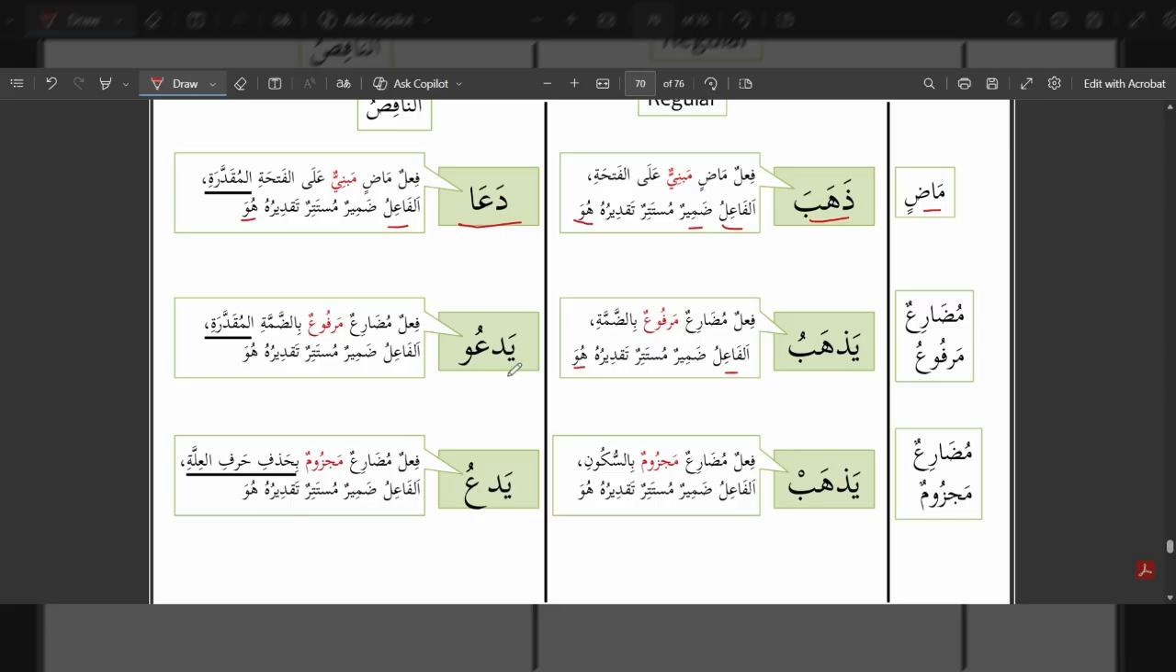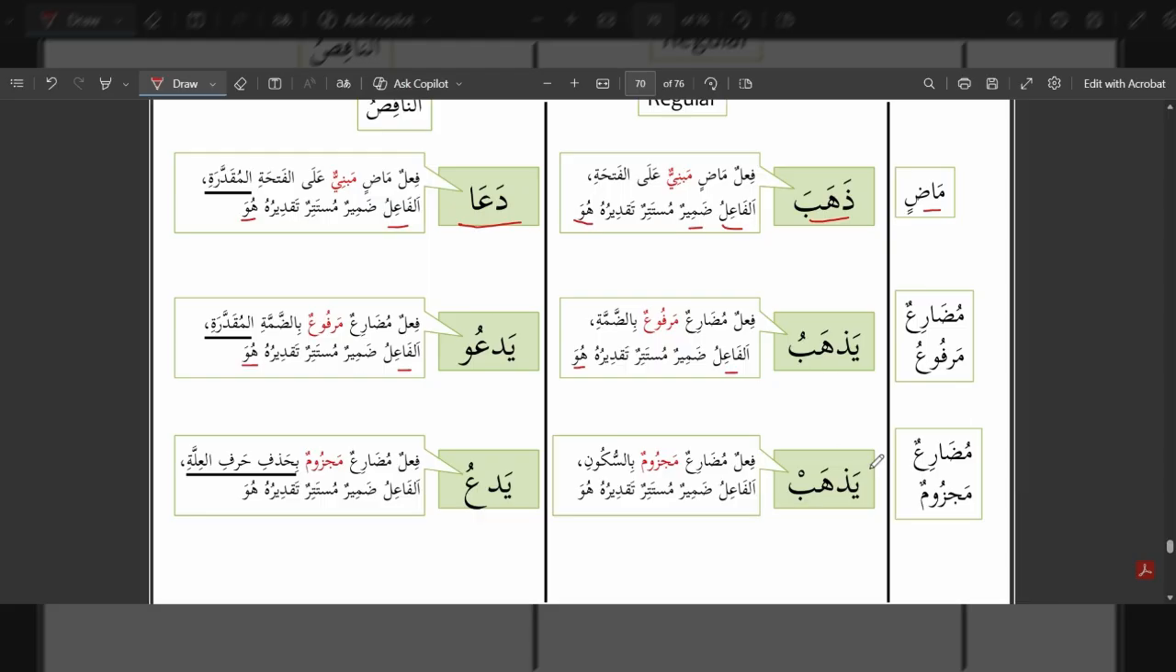Then we have yad'u, which means he is calling. So this is again fi'al al-mudari, present tense, marfu'un bid-dhammatul muqaddarati. That is, the marfu is shown with the dhamma, which is hidden, and the doer is again dhamir mustatir taqdiruhu huwa, attached hidden pronoun he.